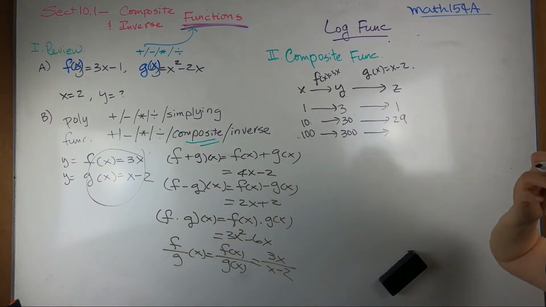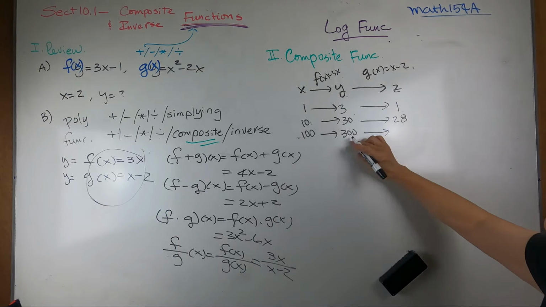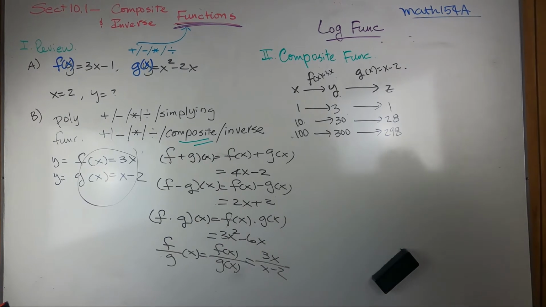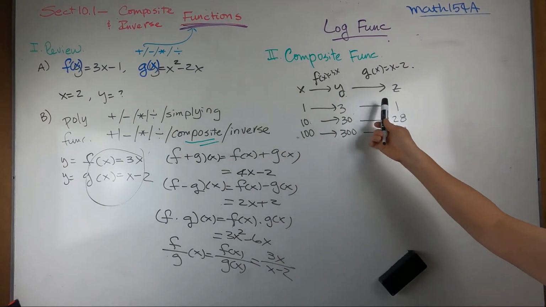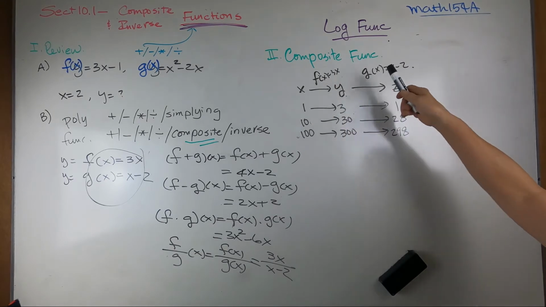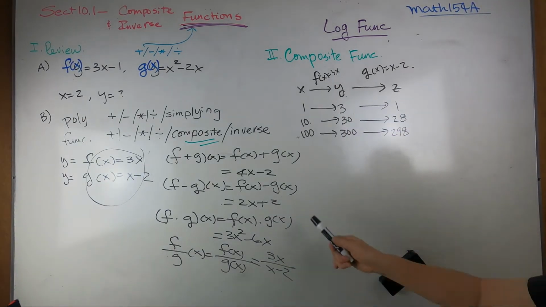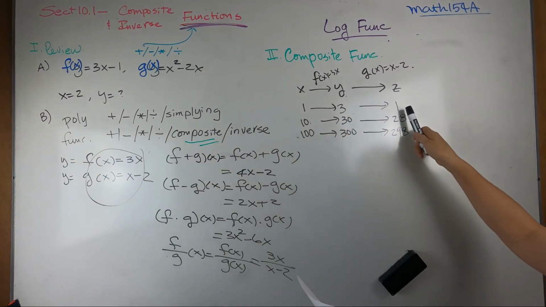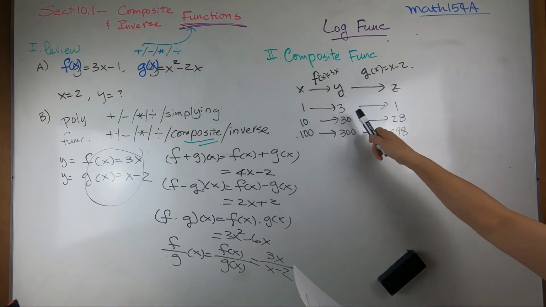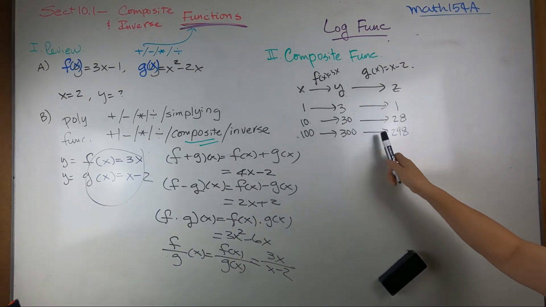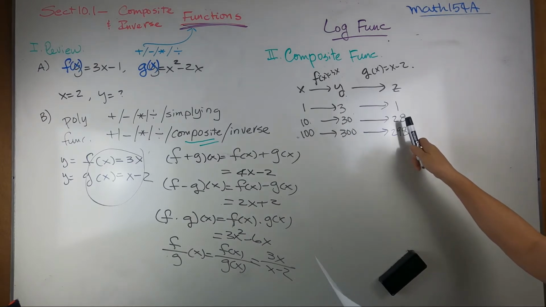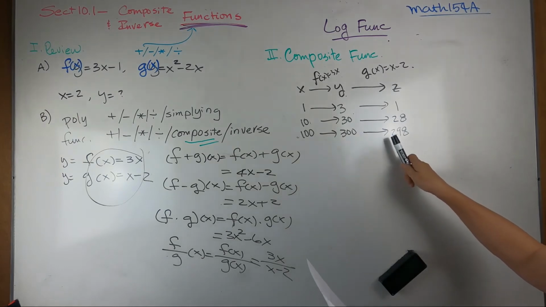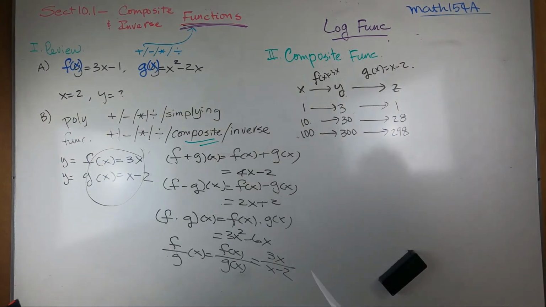29 or minus 2. That would be 298, right? That means if you stack up f first, then g, you compose them. So if it's 1, then you end up with what? 1, right? Minus 2, yes. Then 10 becomes 28, right? 100 becomes what? 298. Is that right?